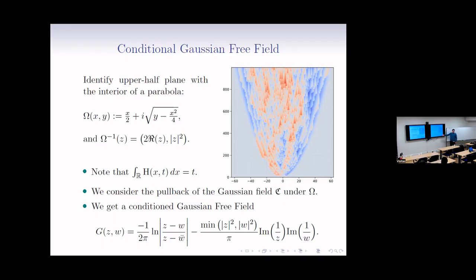I simply say that we have an explicit covariance formula. So you have this term, which is the one we had for the Gaussian Free Field, and you have some correction which corresponds to the condition.